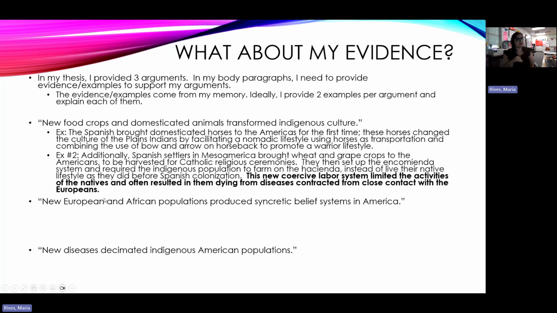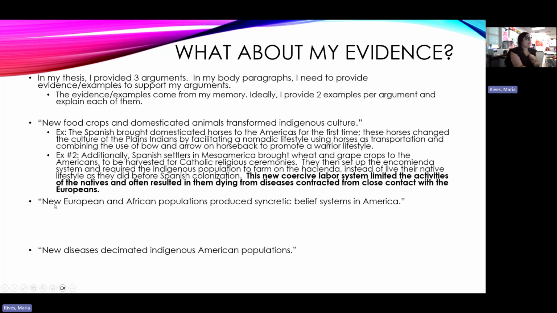I highlighted that sentence because not only does that show a change, it also has the effect. Many natives died because of their contact with the Europeans. So I named my fact, the Spanish brought new crops. Then I named an additional fact, they used a labor system to force the natives to farm. And then I talked about the change and the effect of that. So I've actually built in two skills here in my explanation.